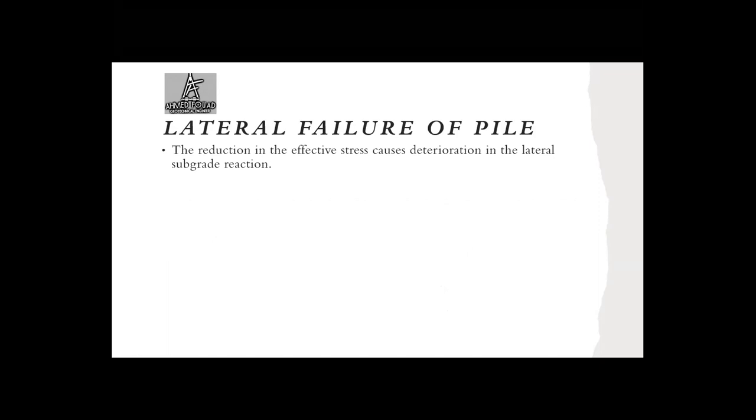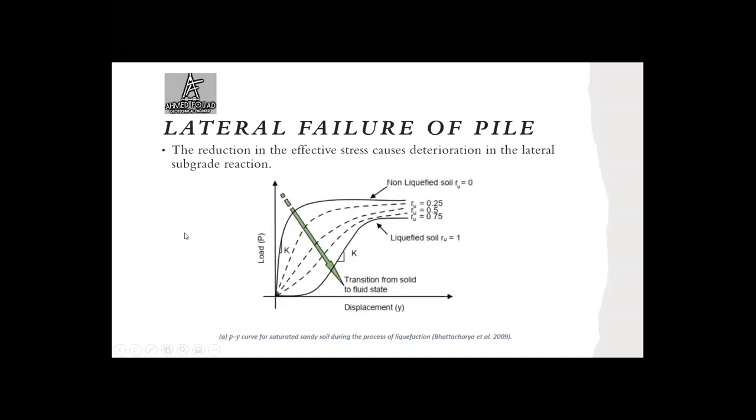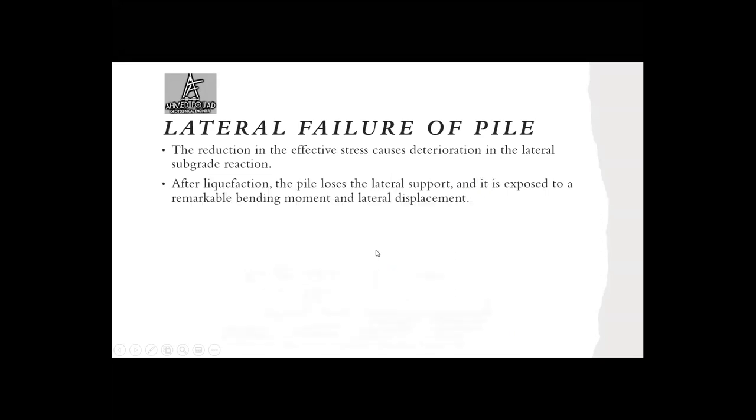The reduction in the effective stress causes deterioration in the lateral subgrade reaction. We know this is because of the reduction in the effective strength. So if we have this curve, which is a very famous curve, with the increase of the excess pore water pressure, we can see that the strength and the stiffness of the soil start to decrease tremendously, which is very important to notice, because that's how we are going to design our pile.